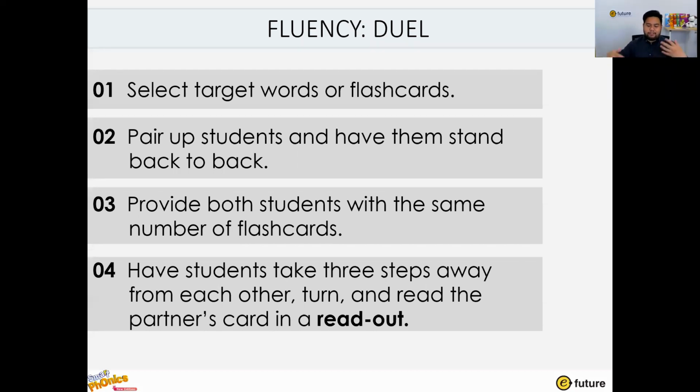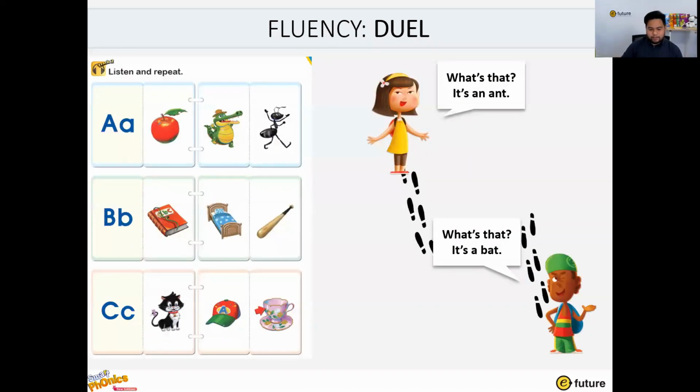Okay, so they just have to read out the other person's card. So it's not turn around and read what their own card is. It's turn around, read the other person's card. Okay, so another example here. The students walk away, turn around, and then they answer. Like here, they can say the sentence, or depending on the level of your student, just the word.